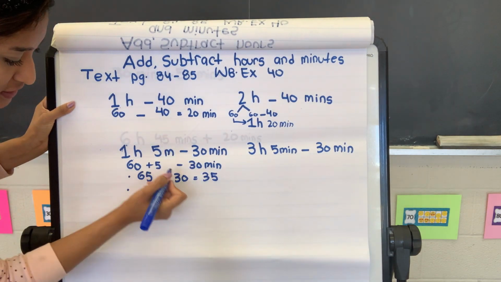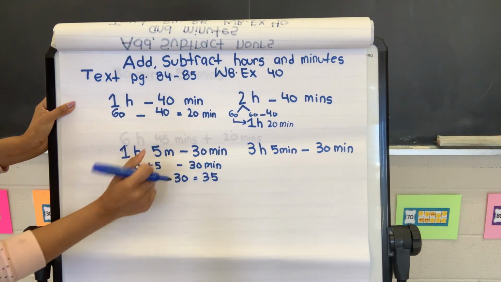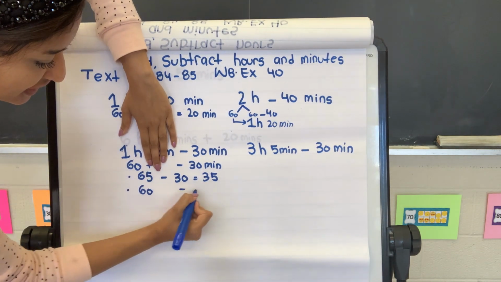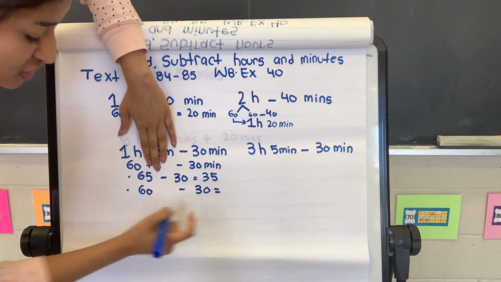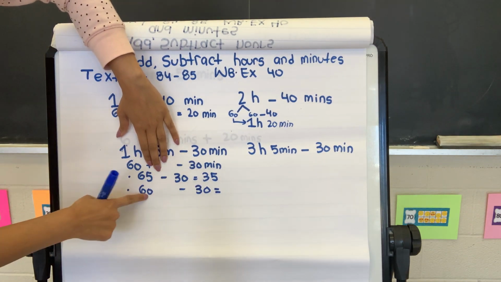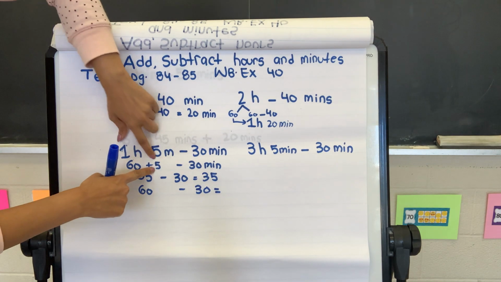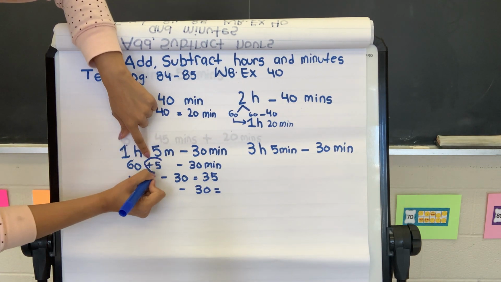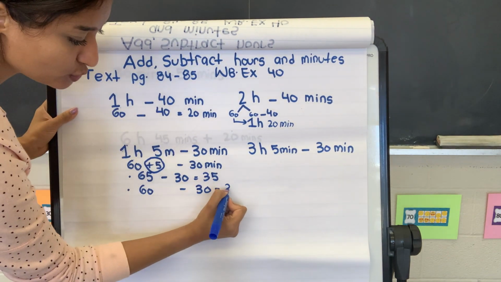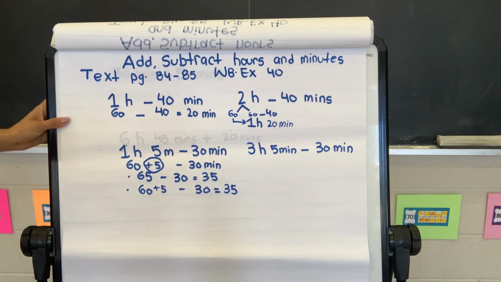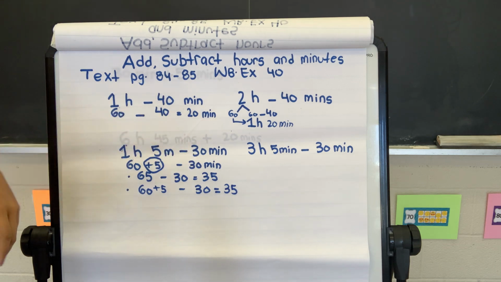Okay? Or I could have done it the other way, the first way I told you. So 60, and I don't touch my 5 yet, and I take away 30. So I would be left with 60, take away 30, gives me 30. And then I just add my 5 to it, and I would have 35 still, okay? So you can do it 2 ways.